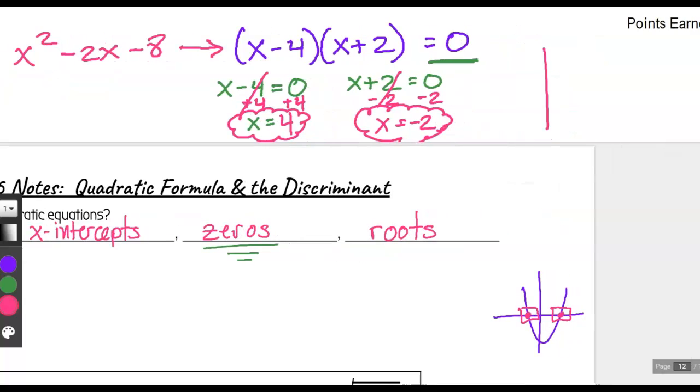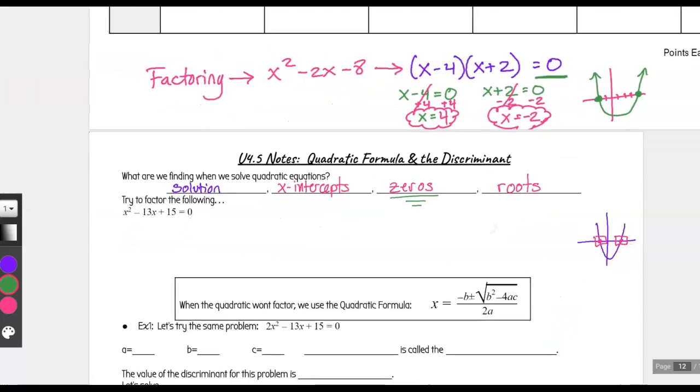Meaning that this quadratic intercepts at -2 and 4, like this. It looks like that. That's what we're doing. That's why we factor, so that we can figure out our solutions, our x-intercepts, our zeros, our roots. That's the whole point.